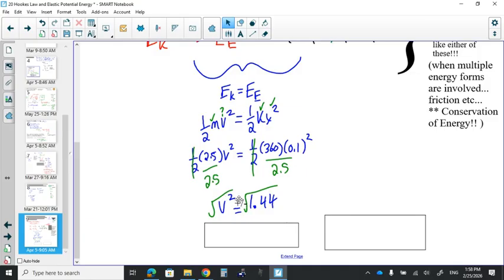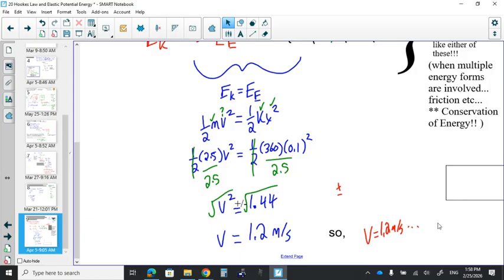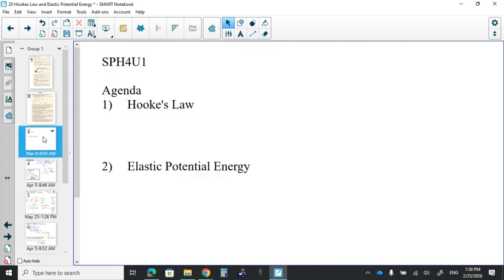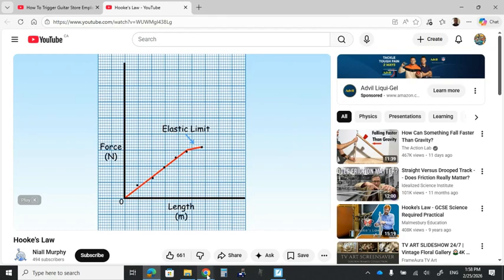I just like to always show, when I'm rooting both sides, that technically there's a plus and a minus answer that are equally valid mathematically. But in the end here, we're just saying it had a certain speed. So there you go. That is Hooke's law and elastic potential energy. Let me know, as always, if you have any questions.